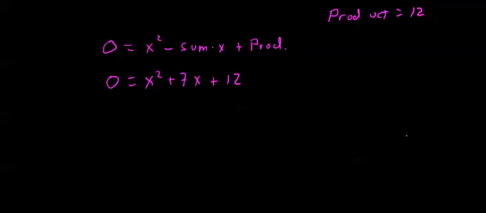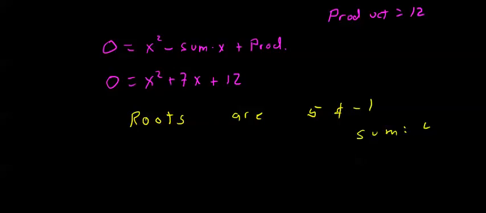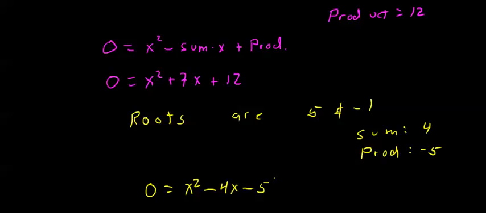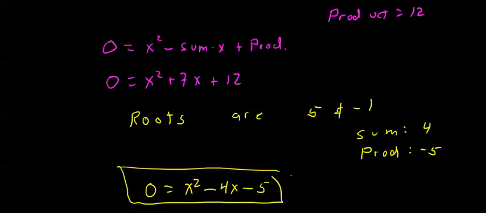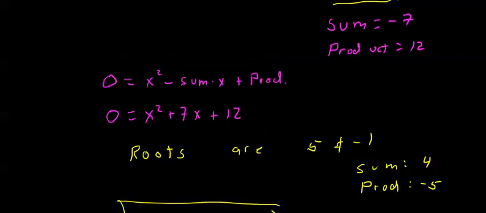Let's do one where the roots are 5 and -1. The sum is 4. The product is -5. 0 equals x squared minus the sum, minus 4x, plus the product, which is -5. And we're done. Easy, easy. Can't really get much easier than this.